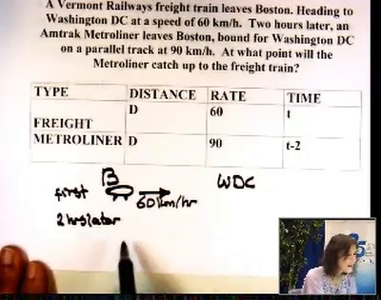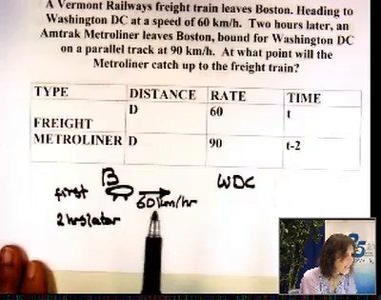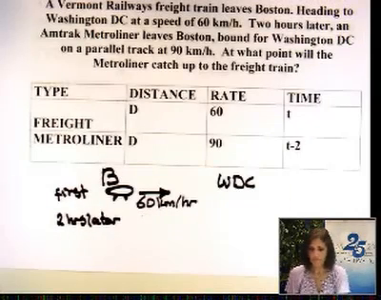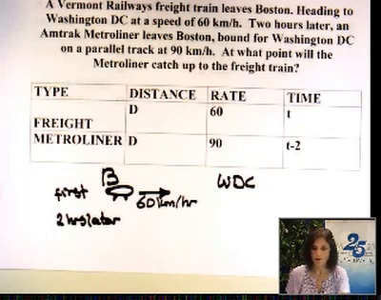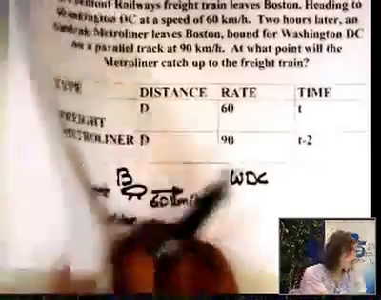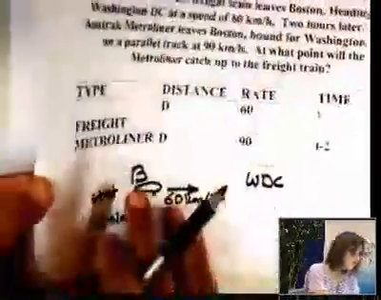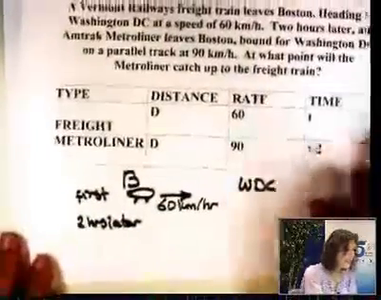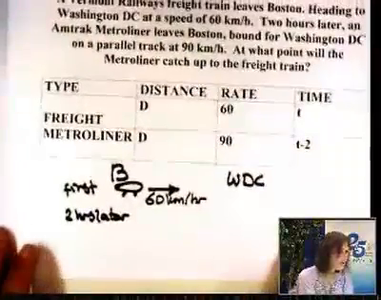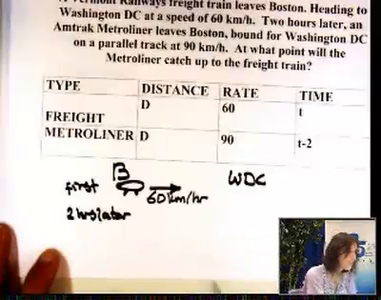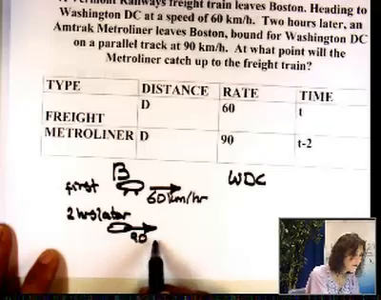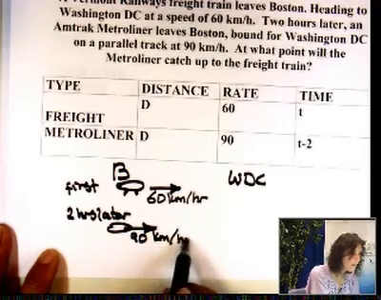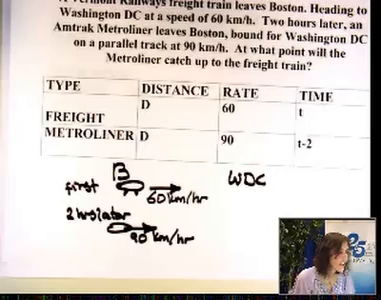Okay? The second guy, that 2 hours later, an Amtrak Metroliner leaves Boston, bound for Washington, D.C. on a parallel track at 90 miles per hour. It's going very fast. 90 kilometers per hour. All right? At what point will the Metroliner catch up with the freight train?